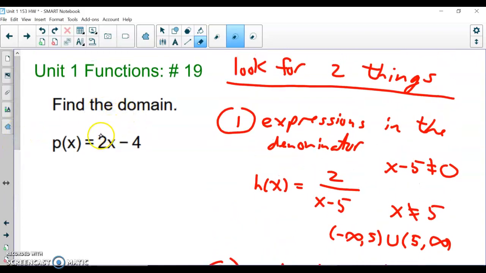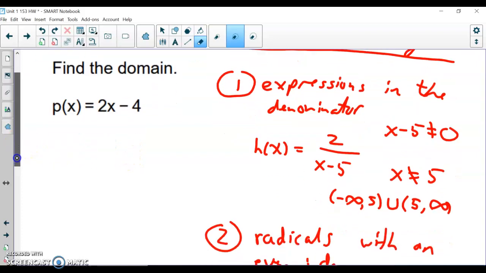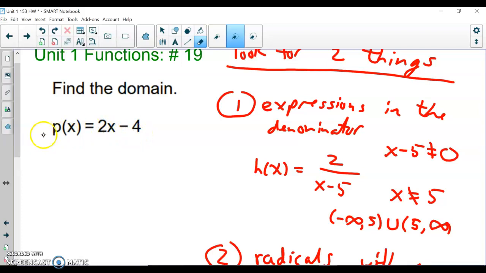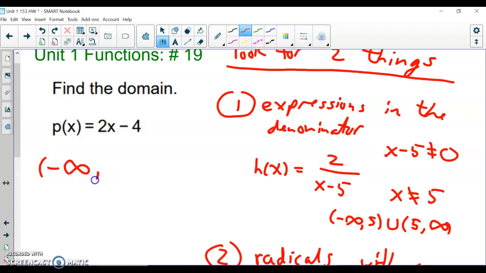In this case, it's just a linear function. We're not dividing by anything. We're not taking the square root of anything. So for that reason, we can plug in any real number in the world here, and we'll get a value. You can multiply any real number by 2 and subtract 4, and that number will be another real number. We're not worried about dividing by 0 or taking the square root of negatives. It's just a simple linear function. So if you don't see either of these two things, all you have to do right away is say, well then the domain is everything, all real numbers. It can be as small as negative infinity. It can be as large as positive infinity. Any value can be plugged into this function.